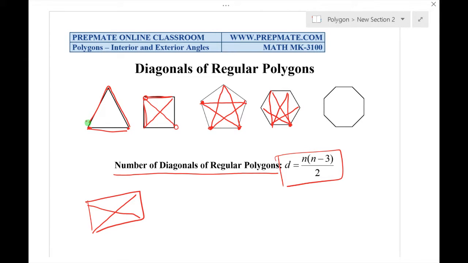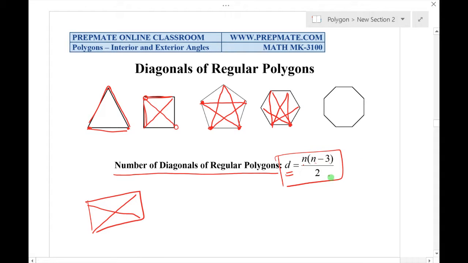If you remember this, then you would see that in this case, the number of diagonals is equal to n times n minus 3, where n is the number of sides. So in a triangle, 3 minus 3 will become a 0. So everything will become 0. So the number of diagonals will become a 0. That's one way by which you can easily remember this formula.